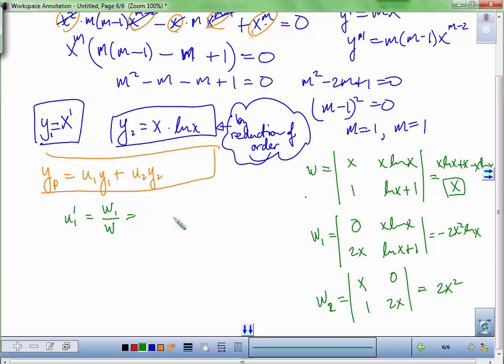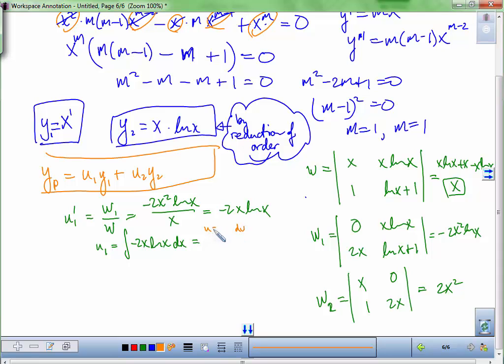All right, so not a bad function. We've got w1 is going to be minus 2x squared ln x. Divide that by x, we're going to get negative 2x ln x. So that's u1 prime, and then we want to integrate. So I think this is going to be an integration by parts. Let's see, can we do this in our heads? No. Can you just do it and tell me, or should I actually do it? Okay.